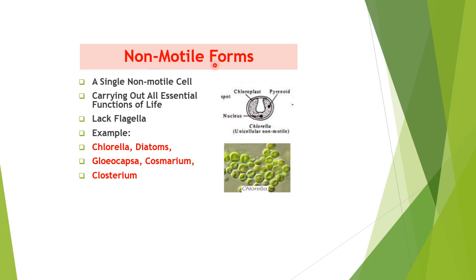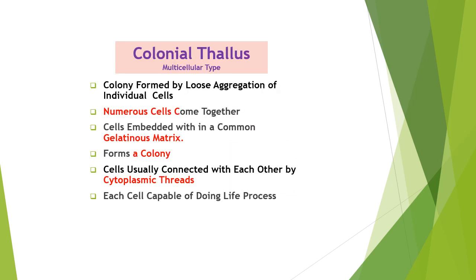But there are also non-motile forms. Non-motile forms are a single non-motile cell, carrying out all essential functions of life. They lack flagella. So here it is single-celled but without flagella. You have a chloroplast, a pyrenoid, a nucleus, and an eye spot, but it does not have flagella. They are non-motile forms. Examples are Chlorella, diatoms, and Closterium. Many examples are non-motile but single-celled, unicellular structures.